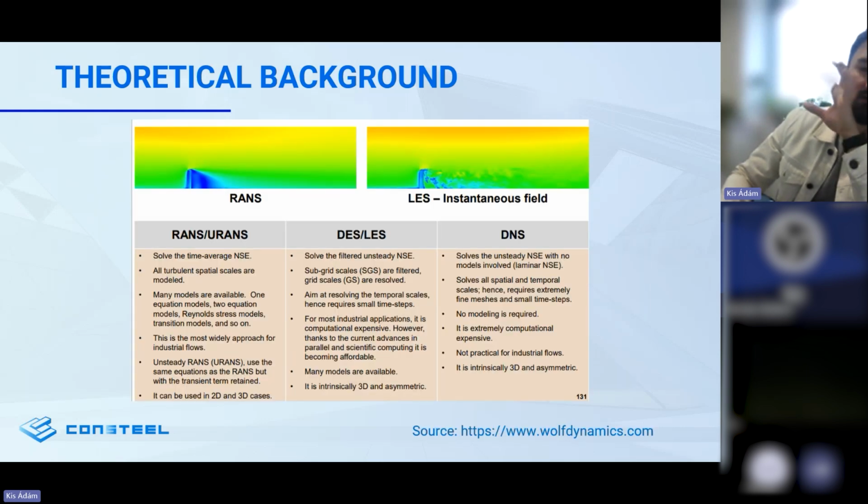Now back to the different CFD methods. Here you can see a quick summary and comparison. For industrial purposes, the most common are RANS, or Reynolds averaged Navier-Stokes equations, which use different turbulence models, for instance, the simplest is K epsilon.